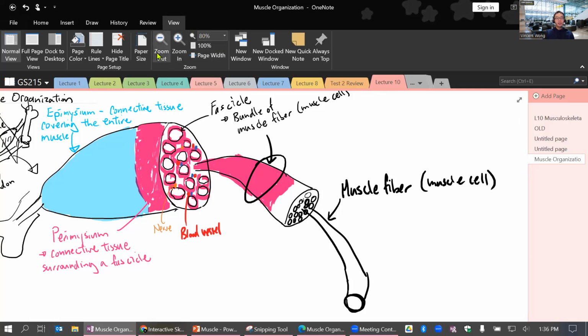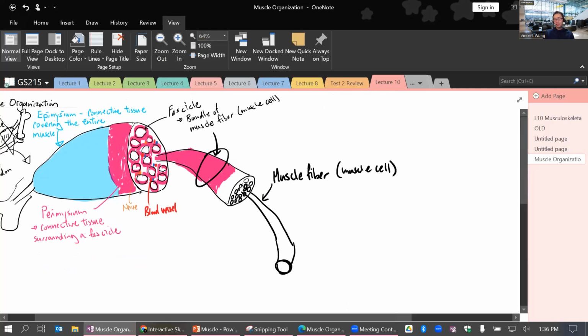Maybe I can help you guys with an analogy. Let's see if this is gonna help. So crayons. Think about crayons. One crayon is like a muscle cell, a muscle fiber. So we can take a bunch of crayons and put them in a box. You know how they sell these at Walmart? So we have a box of crayons. The box of crayons would be analogous to a fascicle.